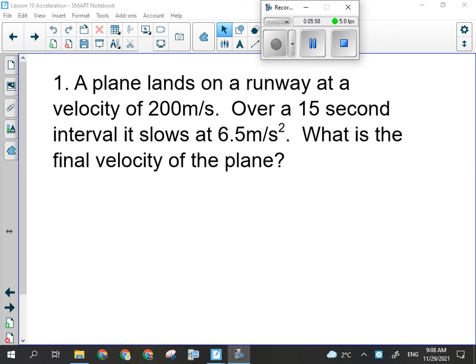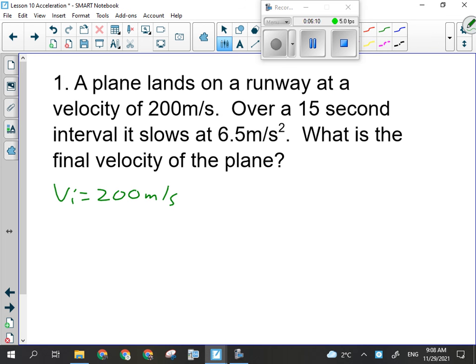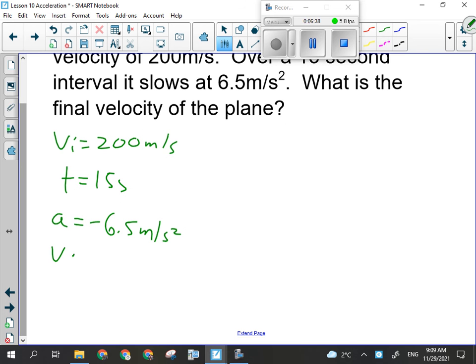Okay, so we got a plane that lands on a runway at a velocity of 200 meters per second. So what was that they just gave me? Initial velocity, right? Over a 15-second interval, what did they just give me there? Time. It slows at 6.5 meters per second squared. What did they give me there? What do I need to remember about it? Negative. That's right, that's negative. That's really about the only trick they can play on you in an acceleration question, to say slows down instead of the acceleration is negative 6.5. All right, and so we're looking for the final velocity of the plane.